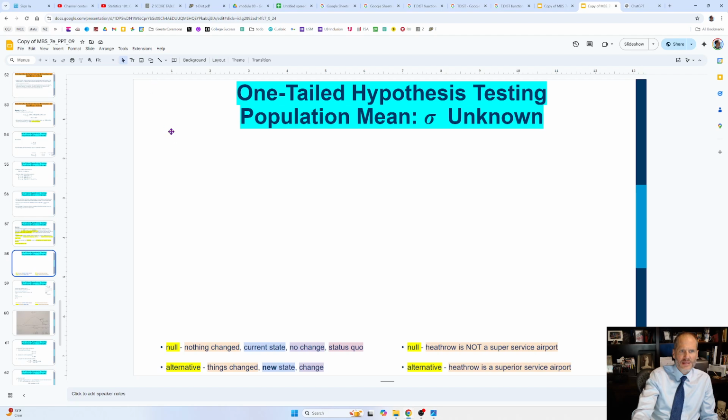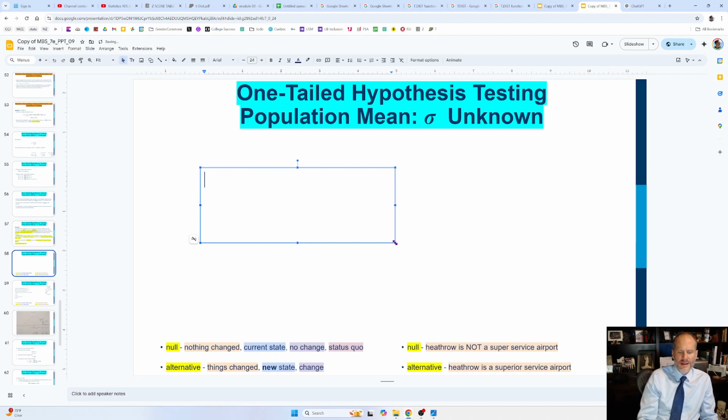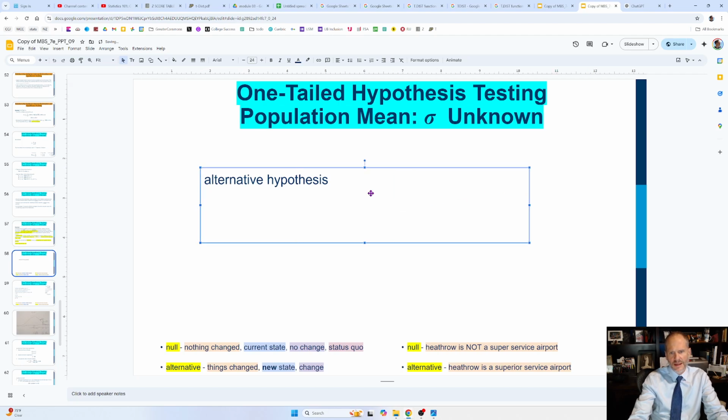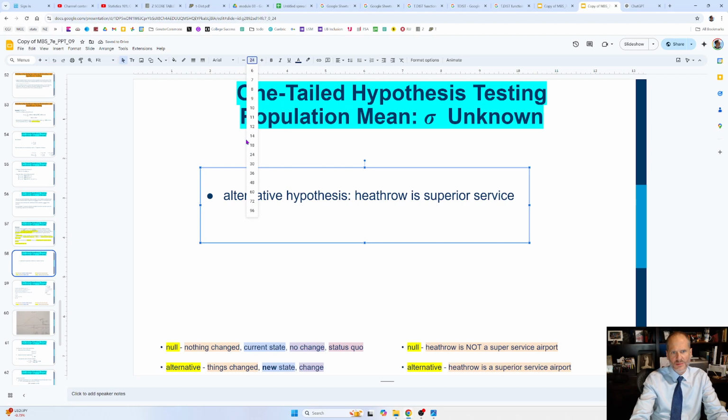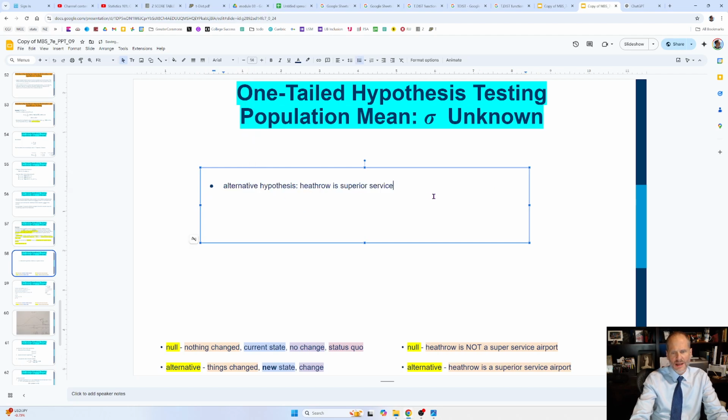Based upon these guidelines, I'm going to get a text box and put it out here. I'm going to say that my alternative hypothesis is going to be this new state. Heathrow is superior service. And when does that happen? I'll go to bullet points, and I'm going to make this all smaller because bullet points get big. When does that all happen?